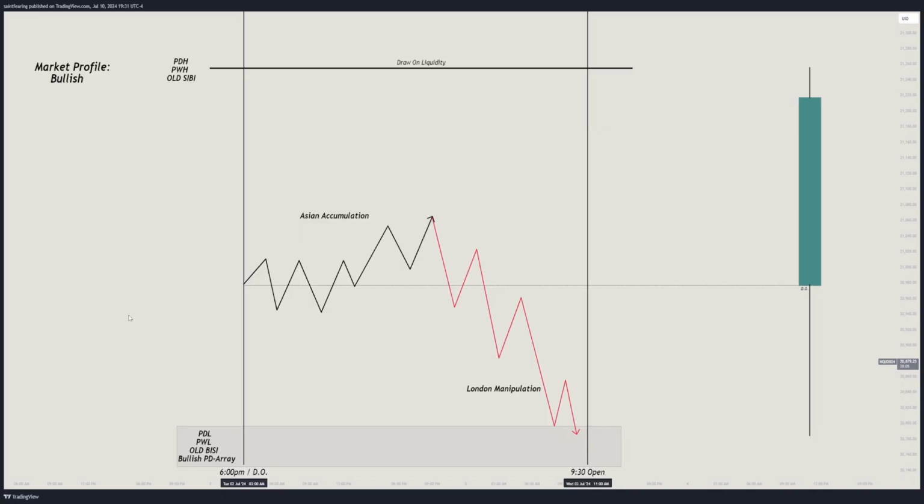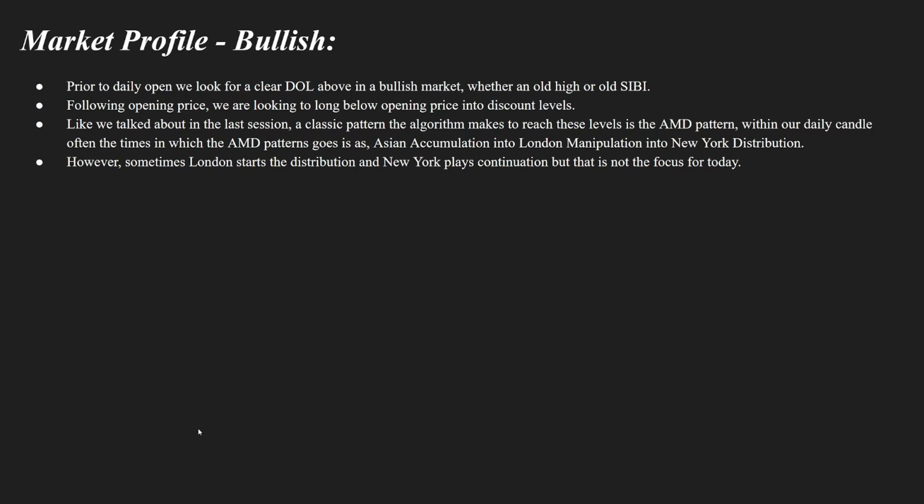So again, we can reference what we just learned in our AMD, where we're looking at the left side of the market, looking to buy at significant points of price, being our previous day low, previous week low, an old BISI, and a bullish PDRA. With our previous day low and a previous week low, we're looking for SMT. And yeah, essentially what I just talked about.